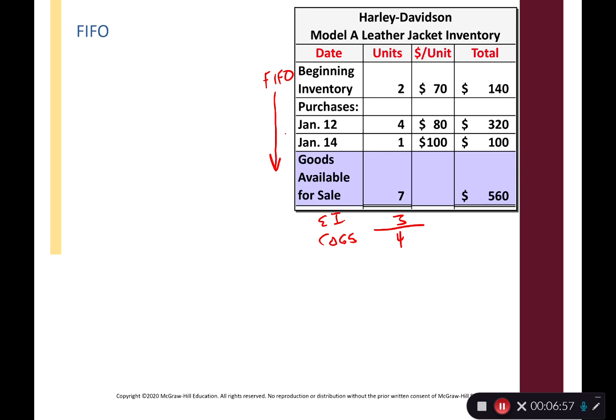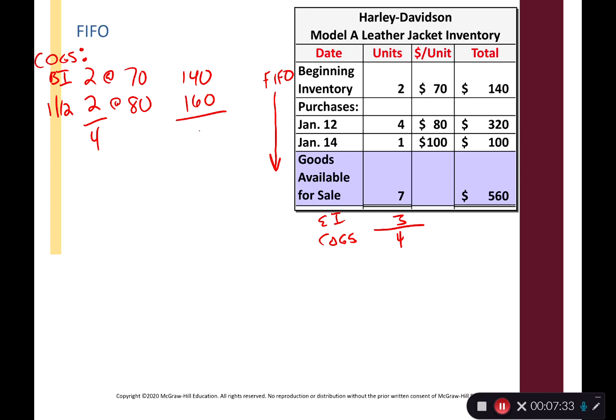But in any case, what we're going to do is start at the top, which is going to be 2 units at 70 for 140. And then we sold 4 units, so we need another 2 from the next group, which would be at $80. Notice I didn't use all 4 from the second group on January 12th, and I guess for note purposes, I should label these for you. I only used 2 from the January 12th group because I only needed 2 more to make the 4 that I sold. And we're getting cost of goods sold here. So that gives me 160 for a total of $300 for cost of goods sold under FIFO.